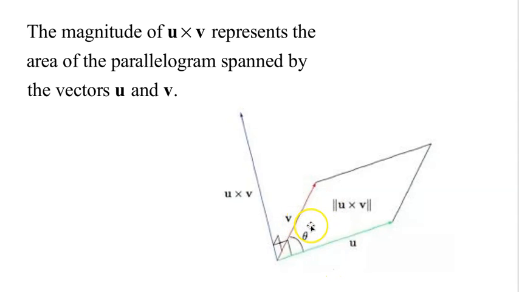I'm going to call theta the angle between u and v, and notice what I've written here: the magnitude, or the size, of the vector u cross v. What we'll say is the magnitude of u cross v represents the area of the parallelogram spanned by those vectors. So this is the vector u, this is the vector v. Since it's a parallelogram, this is also the vector u, and this is also the vector v. A parallelogram has 4 sides, so the vectors are repeated. So again, we can see u cross v is here, but the magnitude of u cross v will tell us the area of that parallelogram.